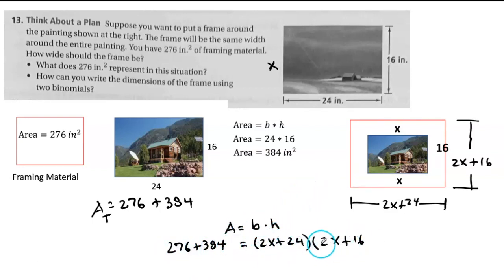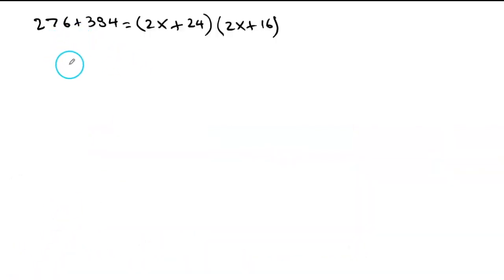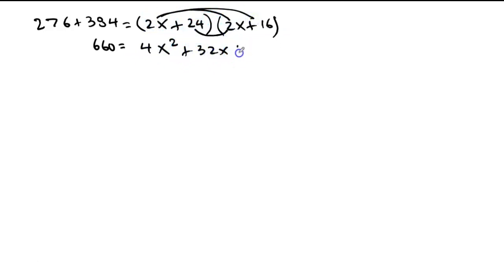Now let's work with this new equation. Now that we have this equation, it's a matter of just combining. 276 plus 384 gives me 660. And here, I have to do FOIL. That gives me 4x squared, then 32x, 48x, and 24 times 16 gives me 384.